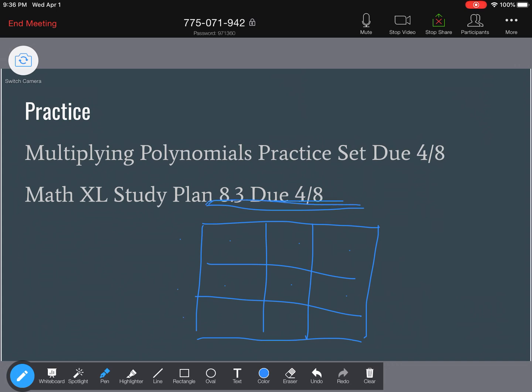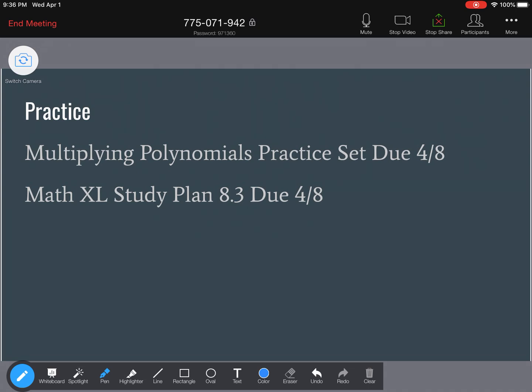Okay. Also, once you're done with that practice set, I would go on to Math Excel, do your study plan, the 8.3 study plan. And again, these are all due on Wednesday next week on the 8th. So take a look at those. If you have questions, don't forget that both Mrs. Tarbutton and I have office hours on Tuesdays and Thursdays from 1 to 3. And so you can come and get some help with that. We'd love to see you there. We both miss seeing your little faces, and it was so fun to see some of you on Tuesday. I look forward to seeing you guys later.